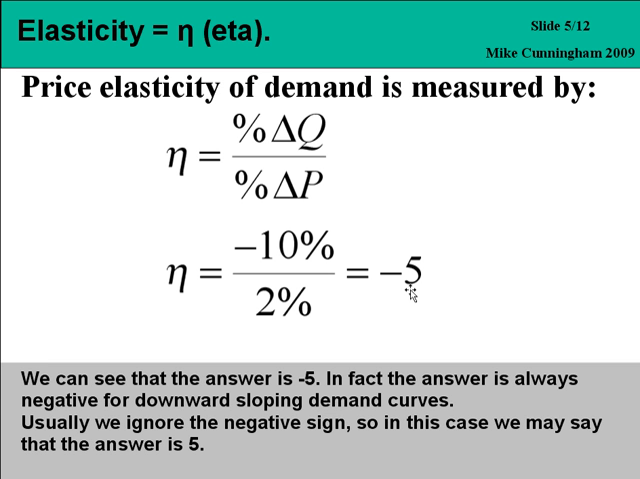There's an inverse relationship. As one increases, the other decreases, which gives us a negative sign. So we ignore the minus. Convention is we just ignore it. In this case we'd say that the elasticity of demand is equal to 5. It's the absolute value we're worried about, the modulus of the number. So minus 5 is the same as 5 to us.